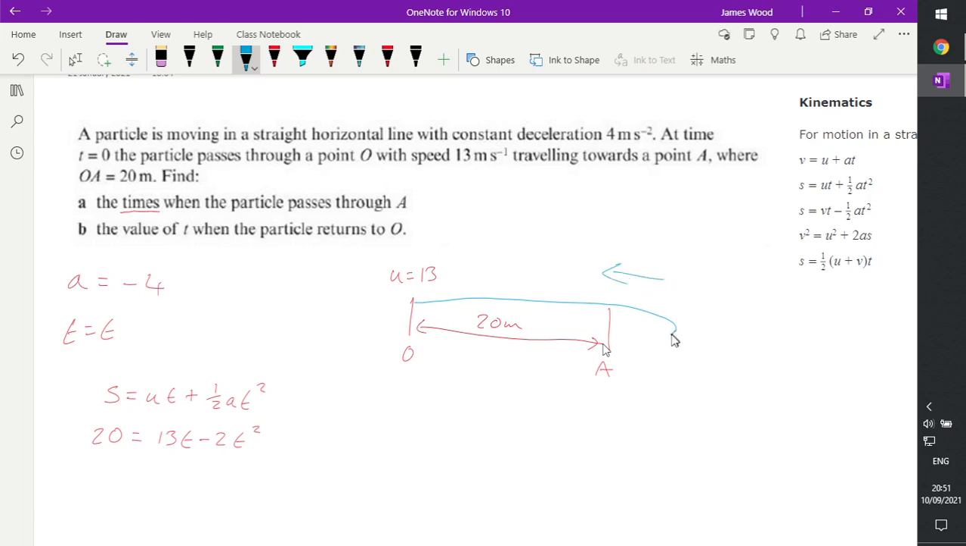Once it reaches a speed of 0, it then turns around and comes back this way. So there's one time when it goes through point A on the outward journey, and then there's another time when it goes through A on the return journey. So we get these two different times. So all we're finding is when this quadratic curve, this blue line, meets this point here, displacement of 20. That's basically what we're doing algebraically. So let's move this all onto one side and solve it.